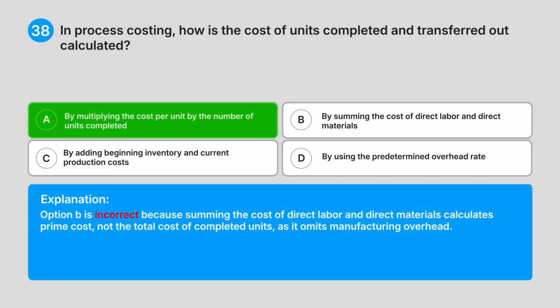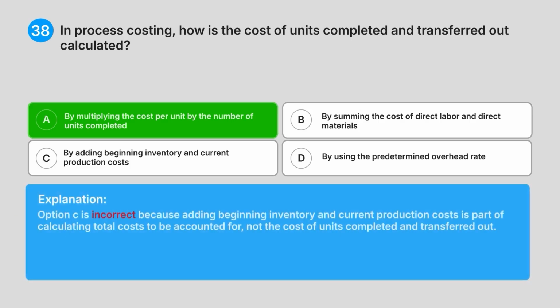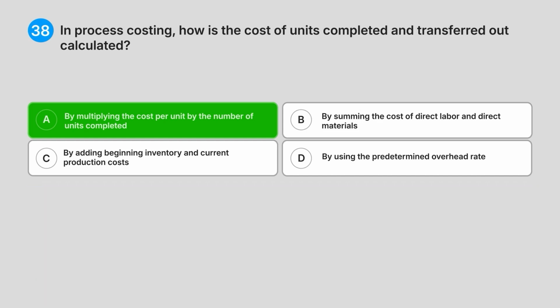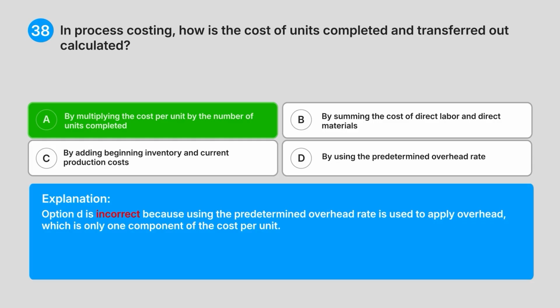Option B is incorrect because summing the cost of direct labour and direct materials calculates prime cost, not the total cost of completed units, as it omits manufacturing overhead. Option C is incorrect because adding beginning inventory and current production costs is part of calculating total cost to be accounted for, not the cost of units completed and transferred out. Option D is incorrect because using the predetermined overhead rate is used to apply overhead, which is only one component of the cost per unit.